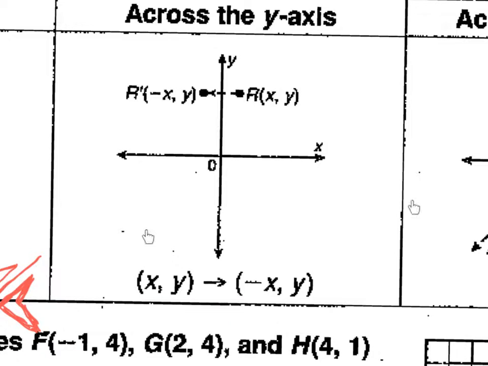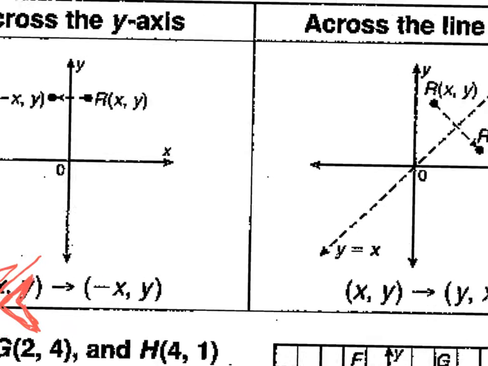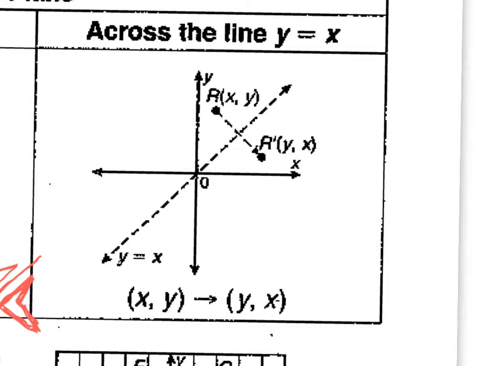Okay. Now the third transformation that you need to be aware of is when you reflect across the line y equals x. Which is that line y equals x? Well, y equals x is the line in which, for example, if x is 1, y is 1. If x is 2, y is 2. If x is 3, y is 3. And the same thing to the left side. If x is -1, y is -1. So whatever the x is, the y is the same thing. So that is the line y equals x, okay?